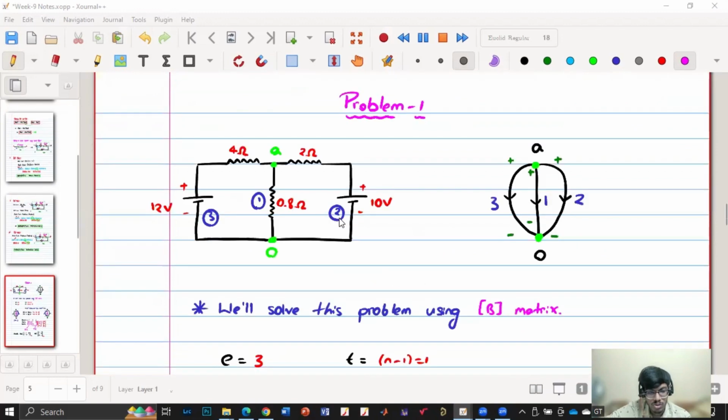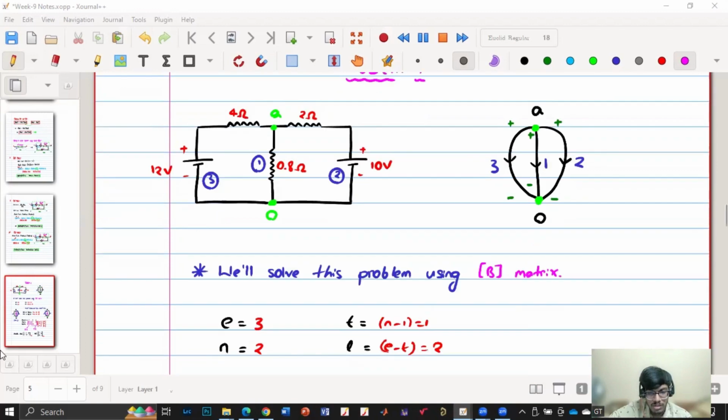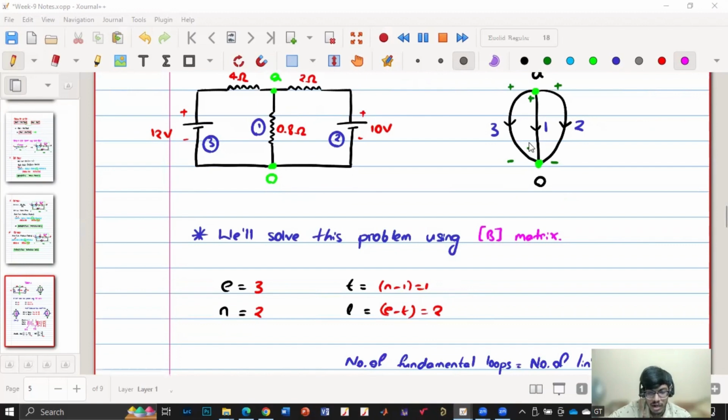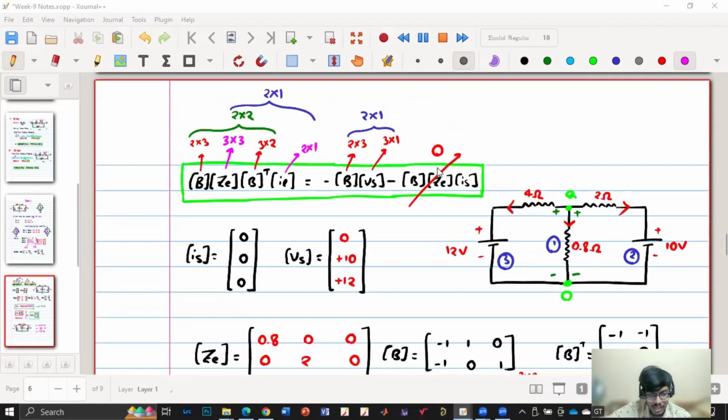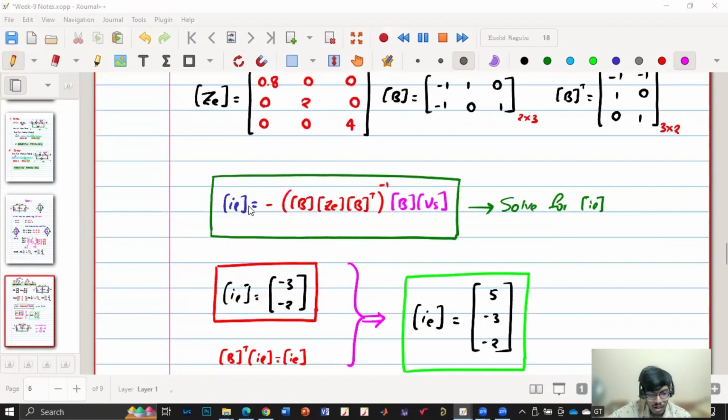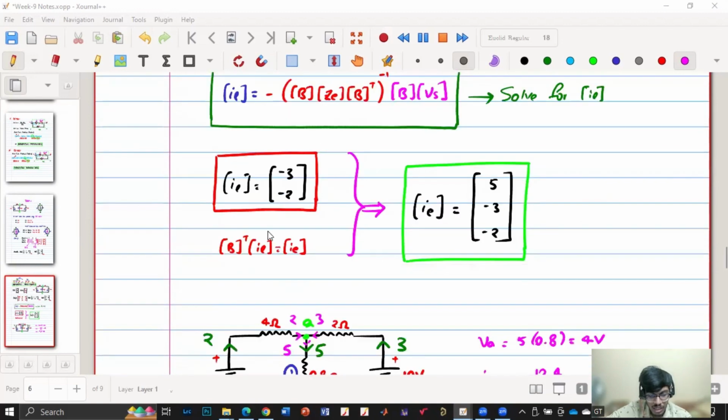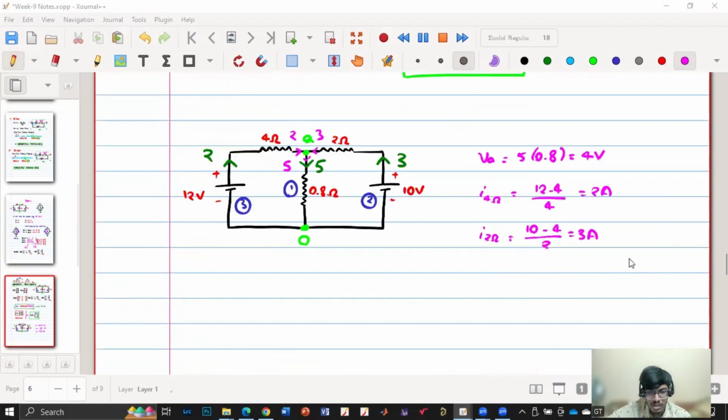Then we understood the concept by solving one problem using the B matrix. We drew the graph, the simplified graph, then the simplified directed graph. First we obtained the B matrix. Then using that equation, we wrote all the matrices and found the solution for IL. Then using the other equation of the mesh analysis, we got the element currents, and we checked whether all these things were correct or wrong.